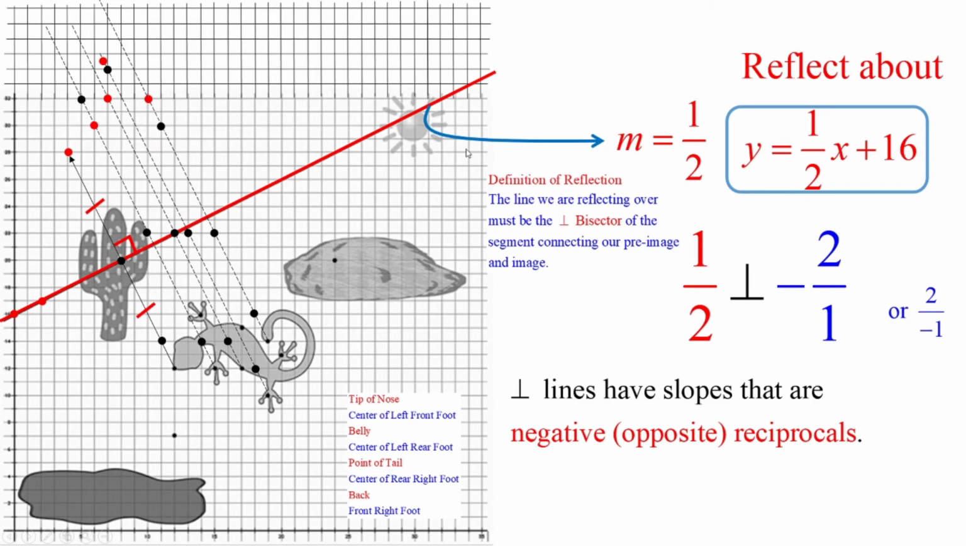Okay, not bad, not bad. Good approximation. Okay, so where are we at? That was the point of the tail. And after the point of the tail, we're going to go to the center of the rear right foot.